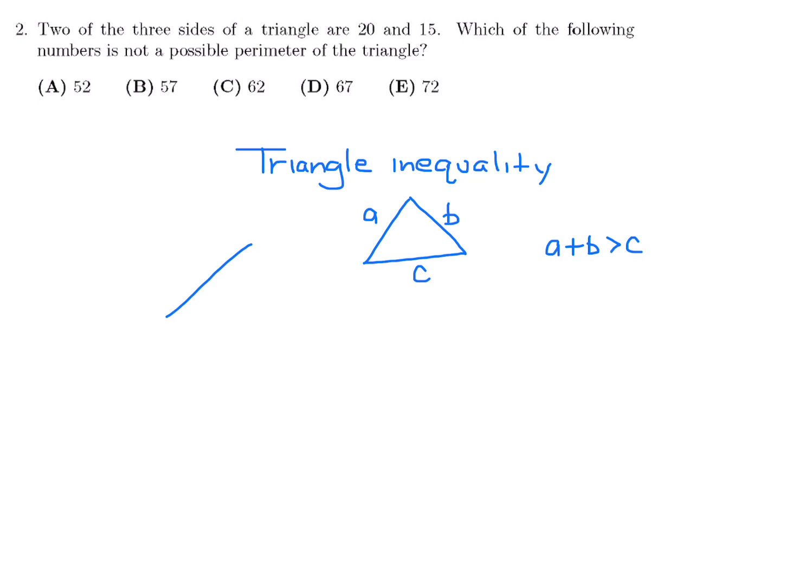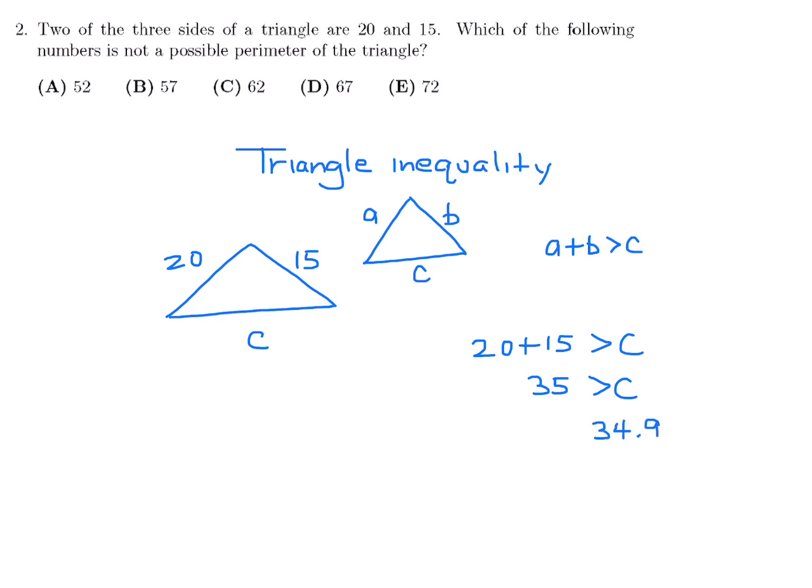So in our particular triangle, I have no idea what it looks like, but let's just say this is 20, this is 15, and this is C. That means that 20 plus 15 has to be greater than C. So that means 35 is greater than C. So the value for C at most can be like 35 or just slightly less, say 34.9 or whatever, right? Because I don't know if they have to be integers, but it doesn't really matter. So the maximum the perimeter could be is 20 plus 15 and this 34.9, let's say.